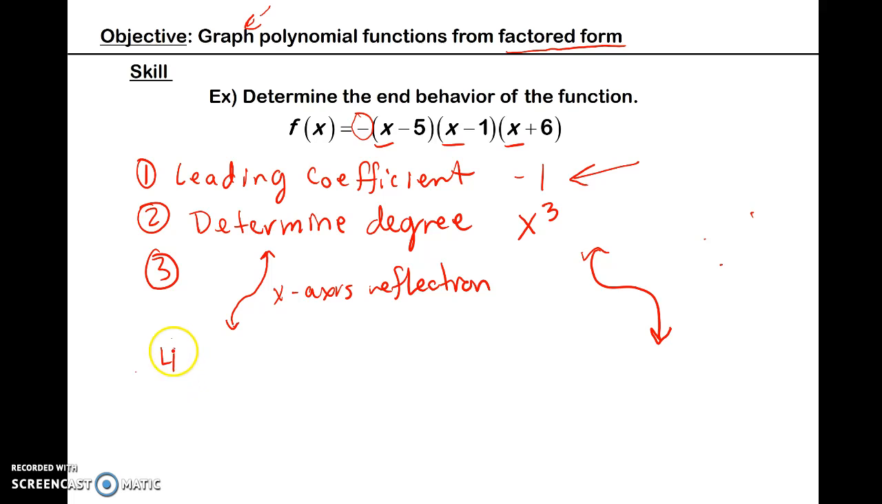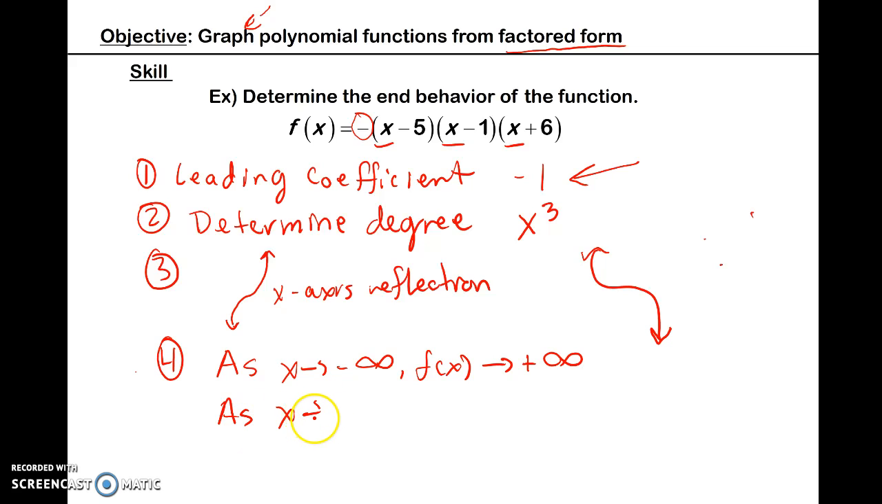So therefore, we can go ahead and state our end behavior, which is: as x goes to -infinity, f of x goes to +infinity. As x goes to +infinity, f of x goes to -infinity.